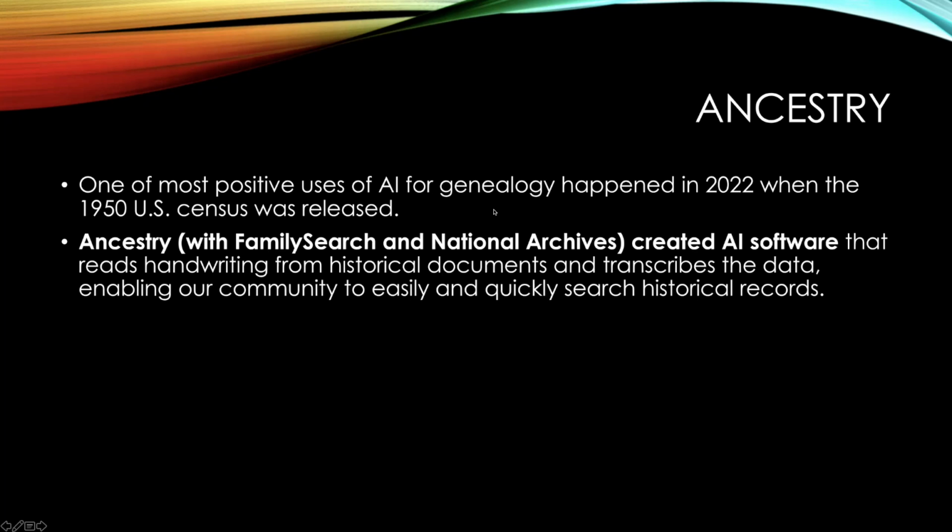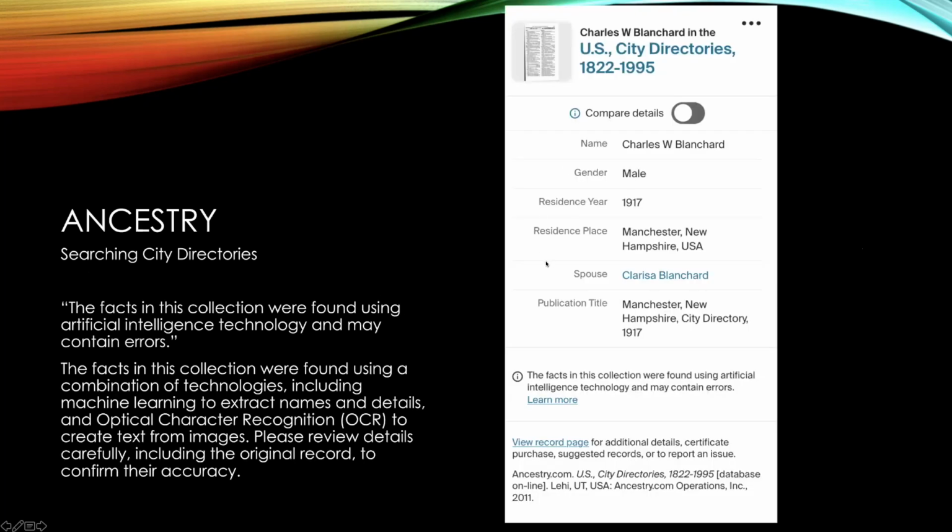So obviously the big change now is that it's being incorporated into various software, like Ancestry and MyHeritage particularly. This is just an example. One of the things that's nice about this is that it still has a little warning, usually in smaller print. This is looking at a city directory in Ancestry, and it emphasizes that the information they're presenting was found using a combination of machine learning and optical character recognition in order to get the text out of the image.